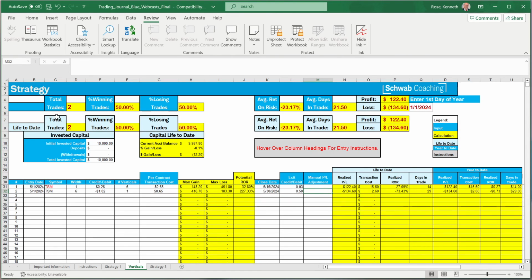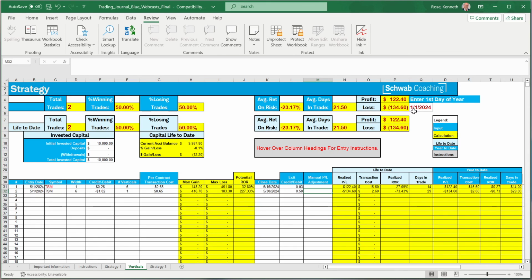Notice when we come up here, total trades 2, winning trades, 50% of our trades are winning trades, losing trades, 50% are losing trades. Our average return on risk now is 23.17. Average days in the trade is 21.5. Total profit, total losses, gives you all information. These are both the same here because our year-to-date numbers are the same, but as we go through the end of 2024 and continue to use this spreadsheet, then these will start to change.